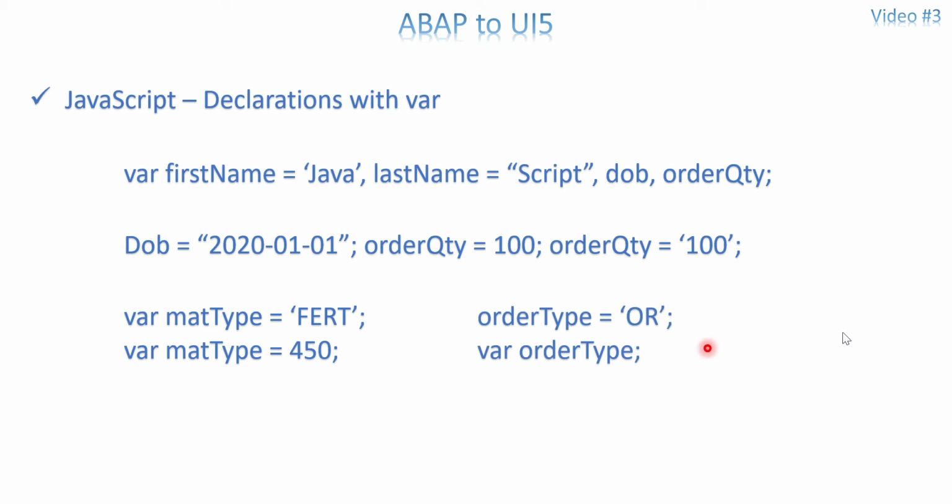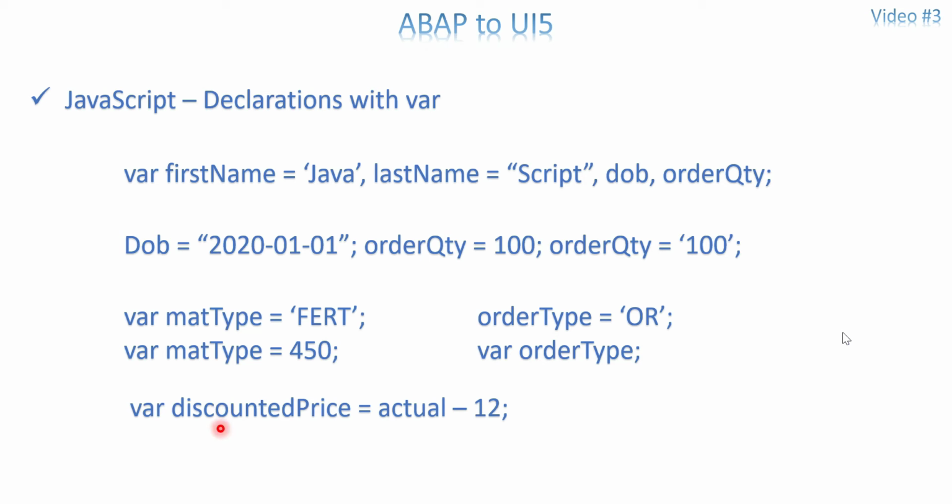Another option, also not available in ABAP: order type equals OR. The definition happens first, then the declaration happens. That is also possible. It's not like you have to declare first and only then use the variable. In JavaScript, the reverse is also possible. Just use it, and after that you can declare it, at least in the same file. That's it.